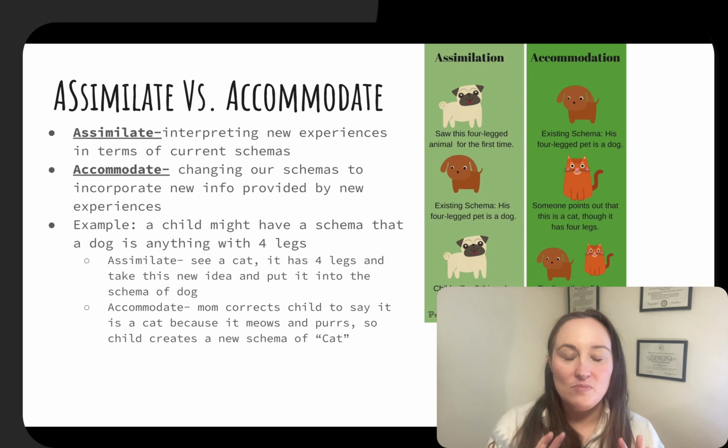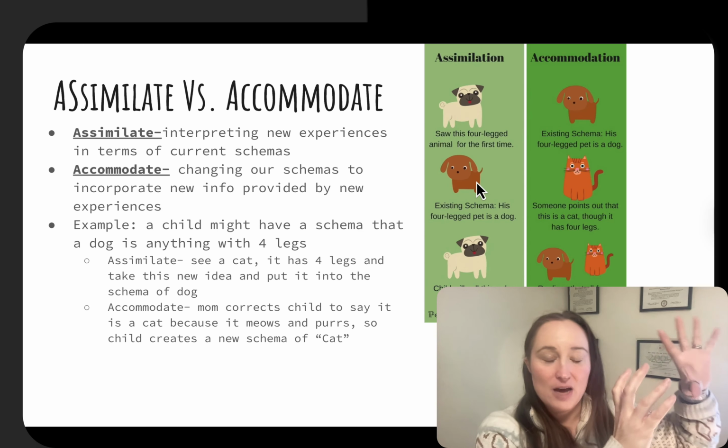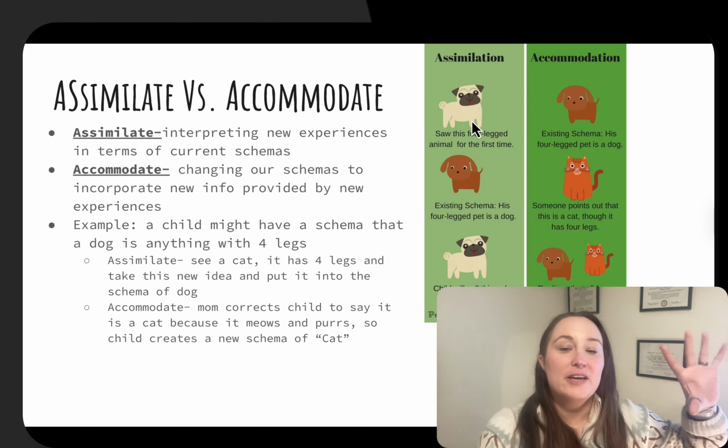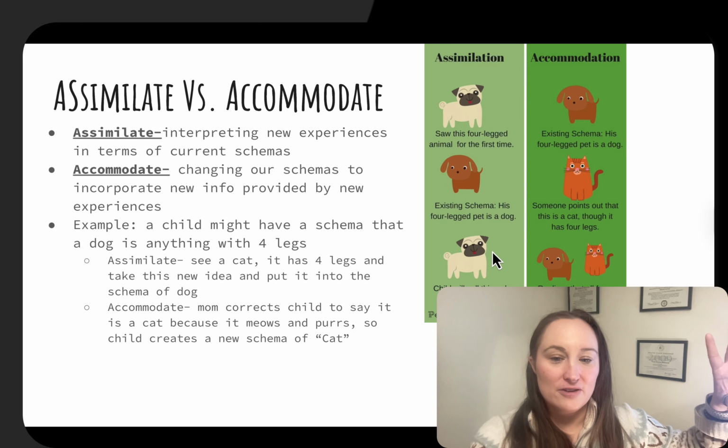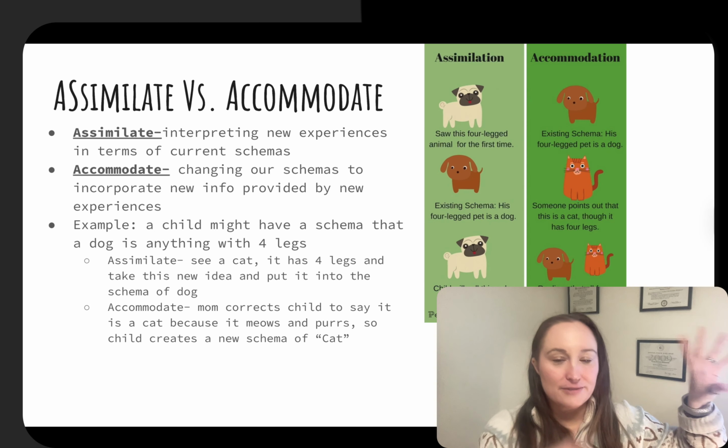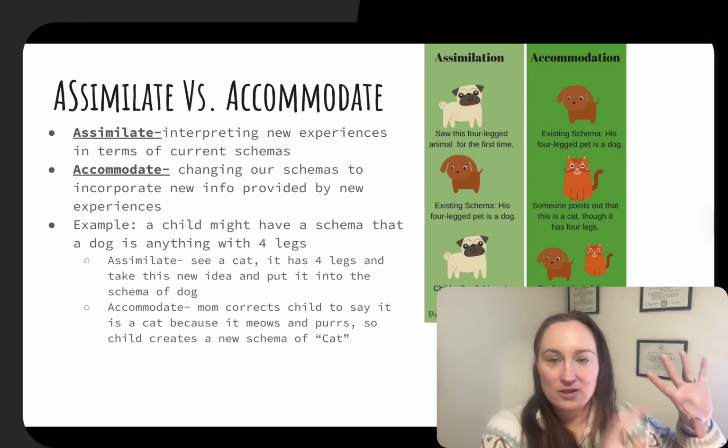If we're assimilating, we see this little pug out here, right? This kid has never seen this pug before, never seen a dog like a pug. And they're like, hey, I already have a schema for dogs. Dogs have 4 legs. This is my dog. I know what that is. I already have this cubby established. Assimilating would be like, this is a dog, okay? This thing has 4 legs. It's going in my cubby for dog.